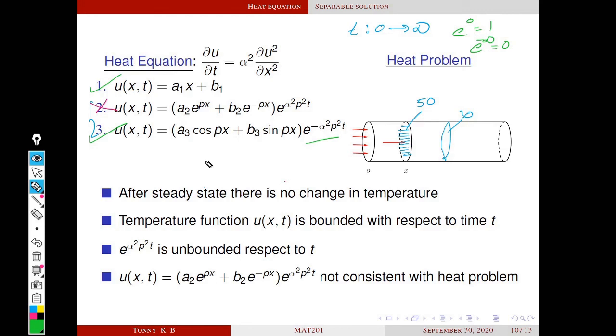In the next session, we will derive the Fourier series solution of the heat problem from this third separable solution.